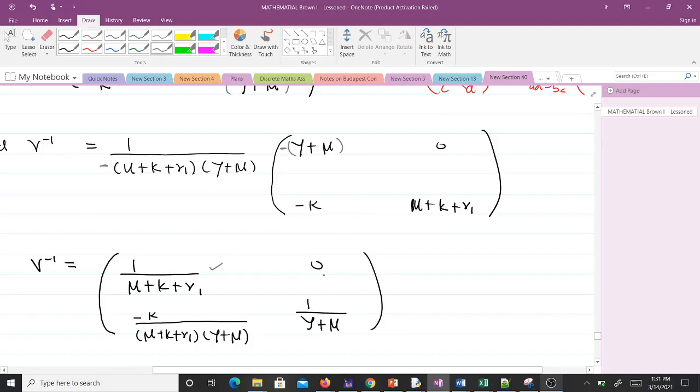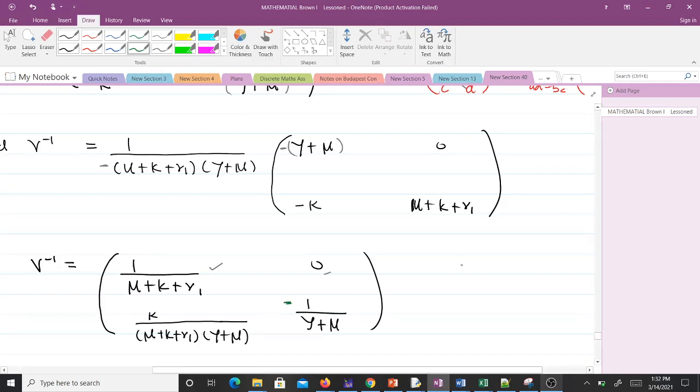Then here 0 times any number is 0. Then here our k, so we get minus k times this. So the minus minus will give us positive. Alright. Then here, because of the negative here, we also have negative 1 over gamma plus mu. I hope you get it. So now we have V inverse.